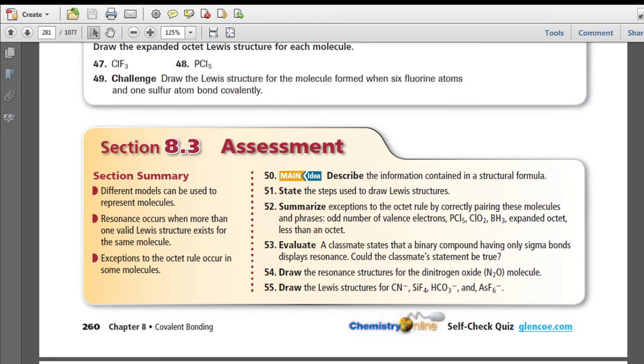Section summary. Different models can be used to represent molecules. Resonance occurs when more than one valid Lewis structure exists for the same molecule. Exceptions to the octet rule occur in some molecules.